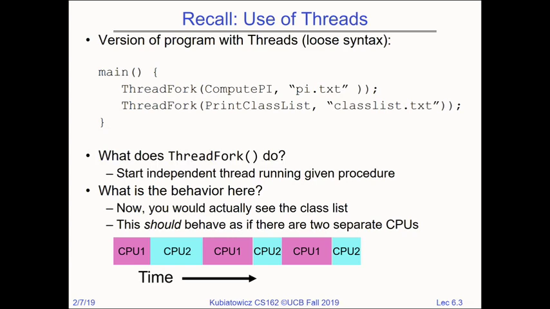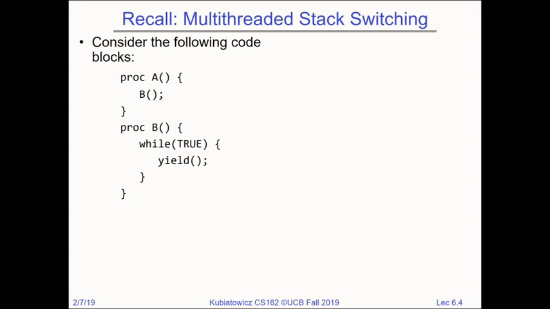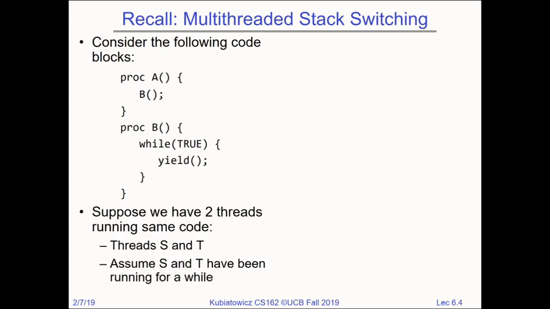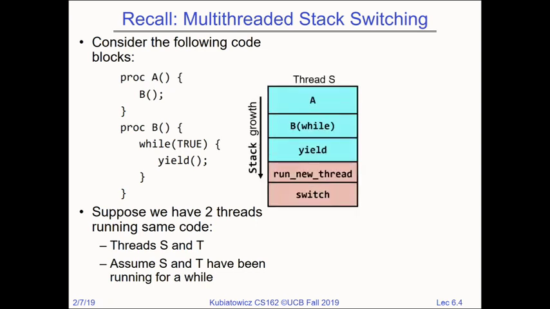Okay. So at the very end, we looked at code like this. I wanted to very briefly come back to it because I'm sure you have mulled over it for a couple of days. All this code does is start at A, call B, and go into an infinite loop which just does yield over and over again. Assume for a moment that we have two threads, S and T, running that code. And let's assume that S and T have been running for a while. We'll figure out how they get started in a little bit. If that's true, here's an example of what the stack might look like.